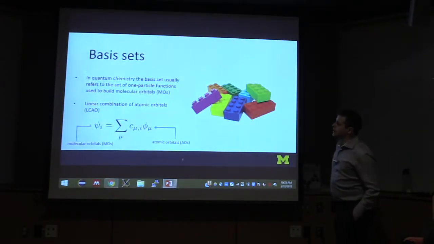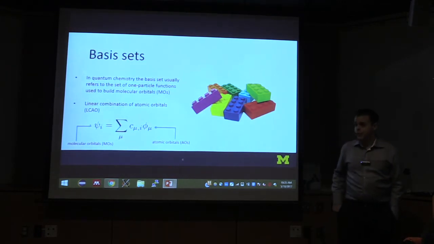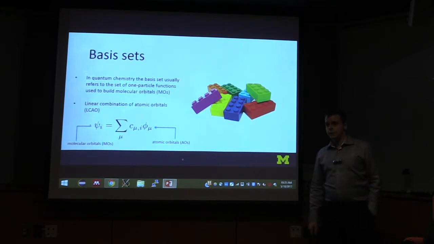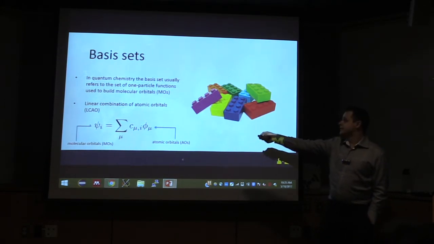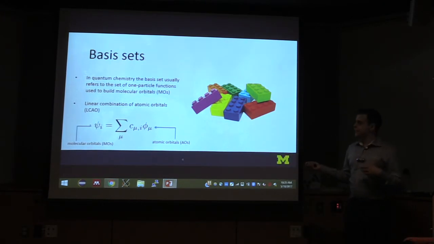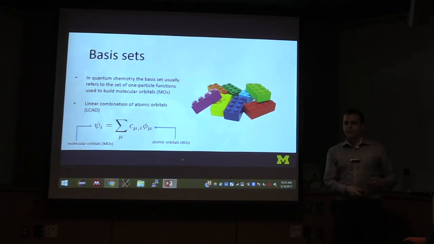In quantum chemistry, the basis sets usually refer to the one-particle functions used to build molecular orbitals. This is often referred to as linear combination of atomic orbitals, or LCAO theory. So LCAO theory is represented by this equation right here, which just says that the orbital is a combination of atomic orbitals. I like to think about this equation, though, as basically the orbitals are the little house for the electrons, and the basis sets are like the Lego pieces that we build the house with.